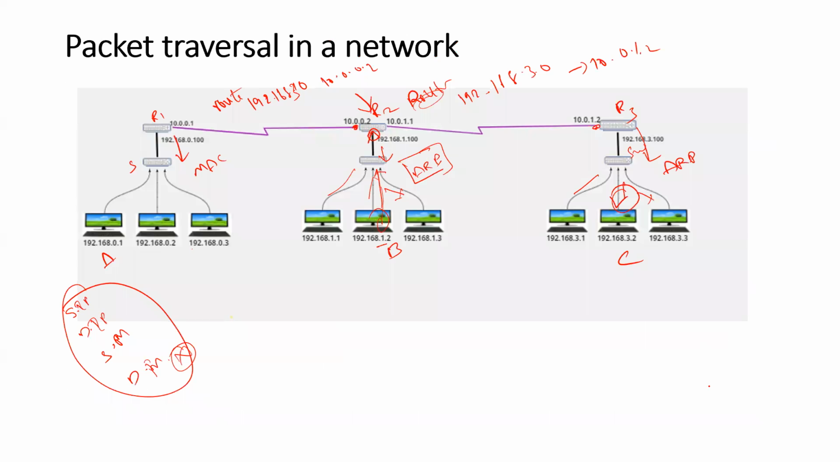Lastly, we discussed packet traversal in a network and how it is transferred from one network to another. If the source and destination are in the same network, it won't go to the router. It will come to the switch and the switch will forward it directly. Is it clear?